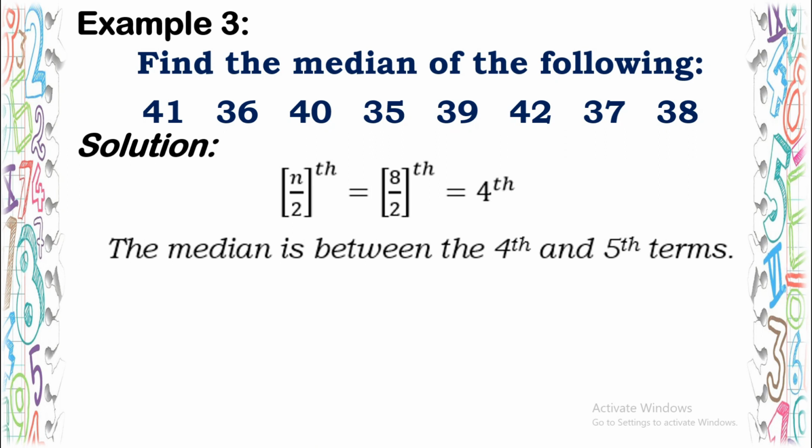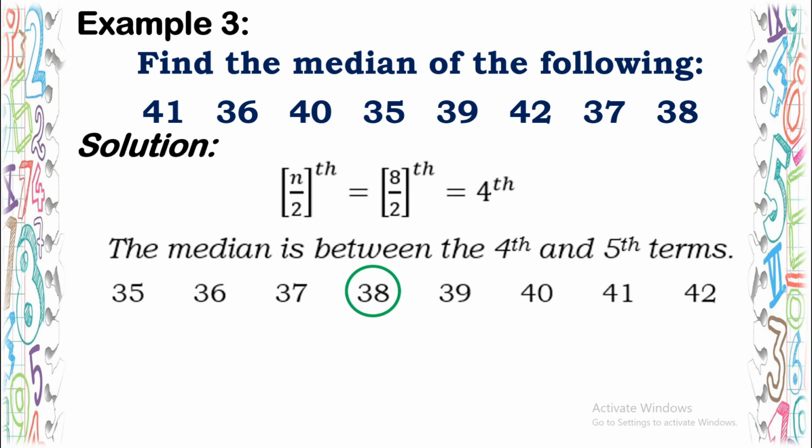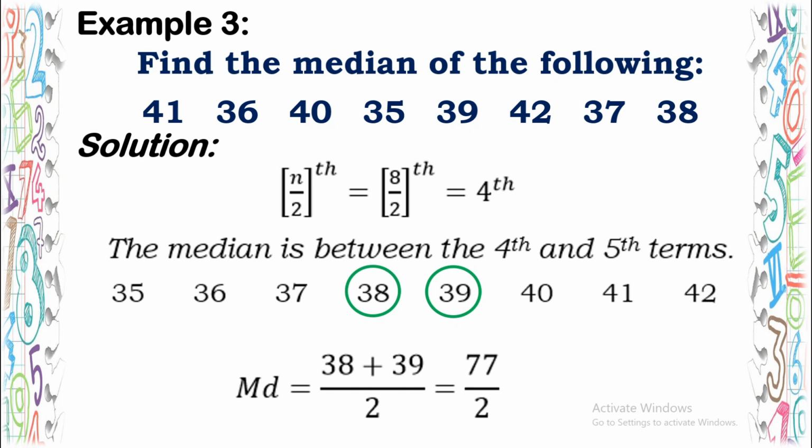Arranging those numbers in increasing order, we have 35, 36, 37, 38, 39, 40, 41, and 42. That means the fourth and the fifth terms are 38 and 39 respectively. So the median is equal to the average of those two middle values. That's (38 + 39)/2. So we have 77 over 2 and that's 38.5. So the median of the given numbers is 38.5.